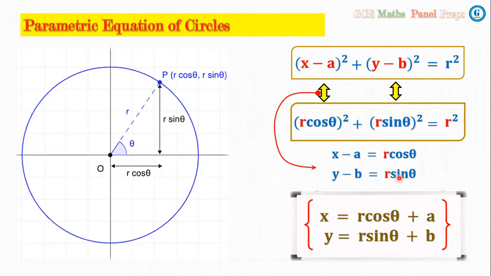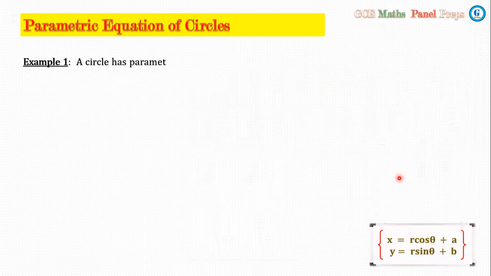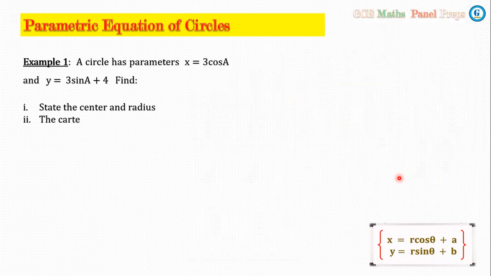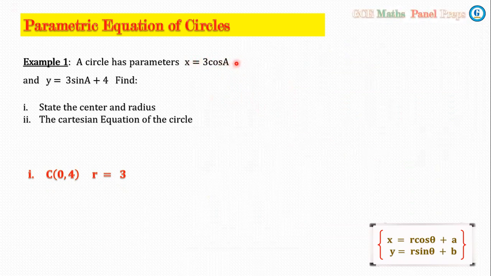Let us take some examples on this. A circle has parameters x equals 3 cos a and y equals 3 sine a plus 4. State the center and radius, and find the Cartesian equation of the circle. From here, what is the center? x equals 3 cos a plus nothing, so the x value of the center is 0. y equals 3 sine a plus 4, so this plus 4 is the y value at the center of the circle. Now for the radius, just get the coefficients of cos a and sine a. So the radius is 3.